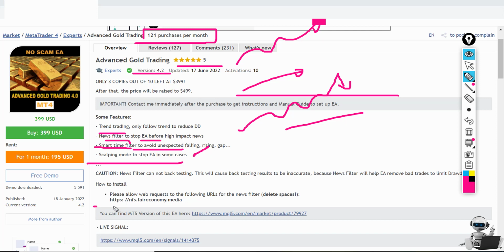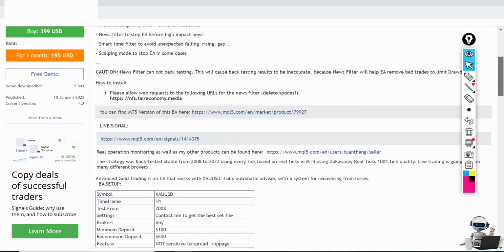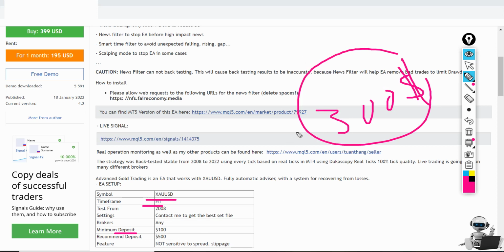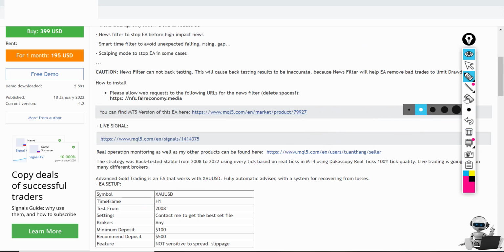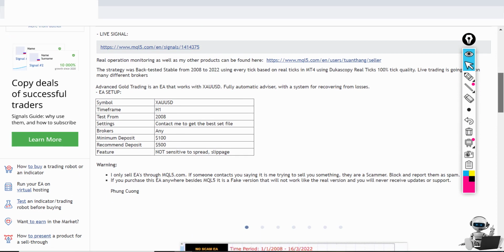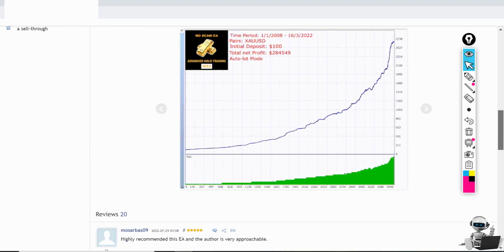The installation is quite easy. We have to enter this URL in the allow web request setting, and also set the time frame, I believe it is 1 hour for XAUUSD or gold. Minimum deposit is $100, but the recommended deposit is $500. If you have $300, I think you will be okay. Even if you have $100, it's going to be a bit risky, but I always recommend that you have enough deposit so that whenever there is a stop loss, you won't have any issue or problem.